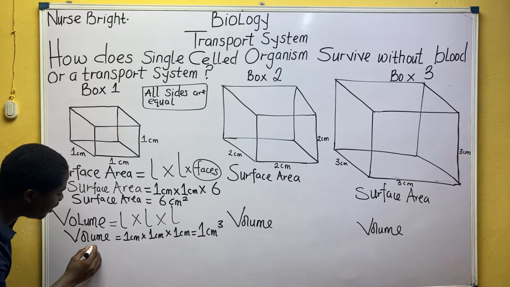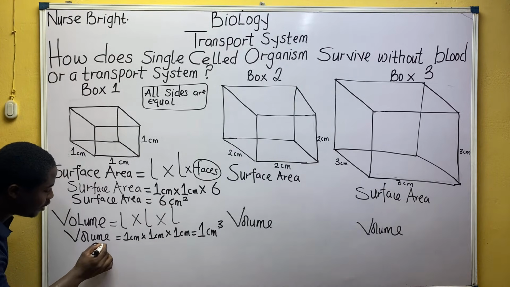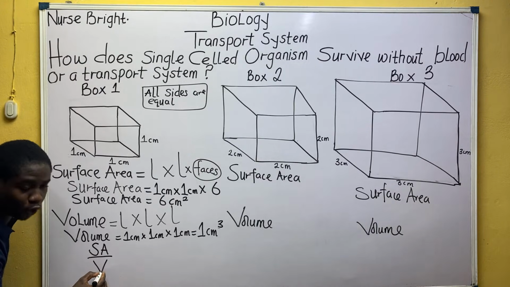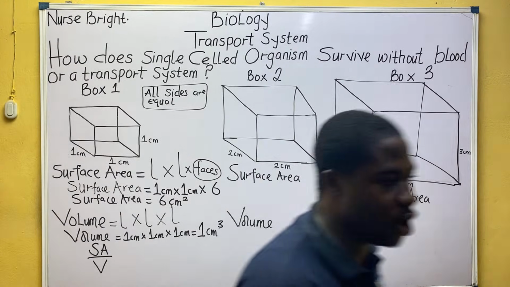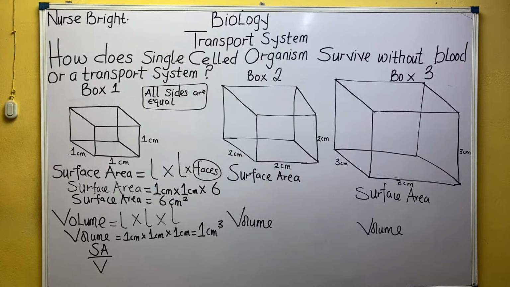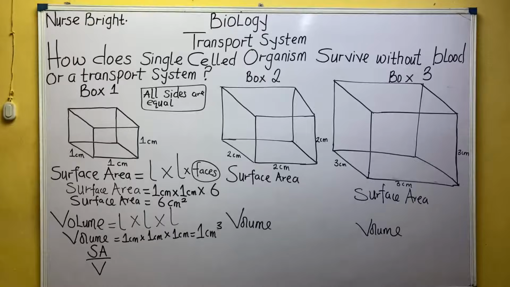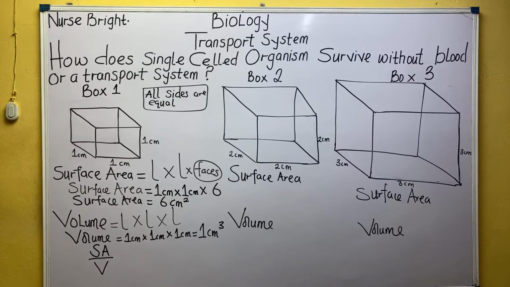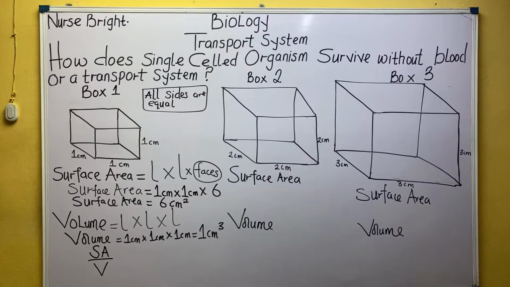So now comparing the surface area to the volume ratio. There is something we must learn, everybody. They call it surface area to volume ratio. What did I say? Surface area to volume ratio. SA is surface area and V is volume. What's now the ratio between these two, based on our answer? Let's work it out together.